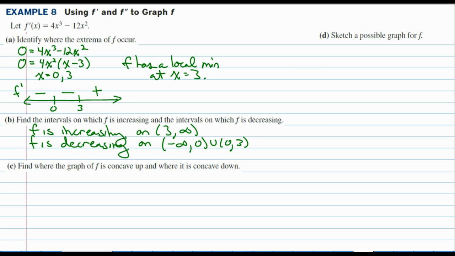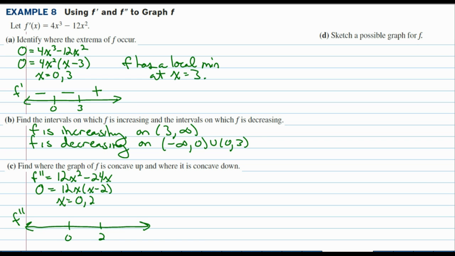Part C, find where the graph of f is concave up and where it is concave down. Concavity is given to us by testing the second derivative. So I have to find the second derivative, find its critical values, and test its intervals. The critical values of f double prime are 0 and 2. I'm going to test these intervals here. I got a positive, a negative, and a positive.